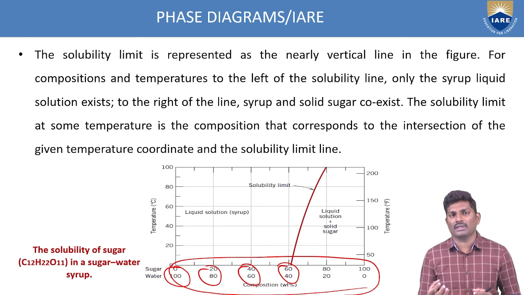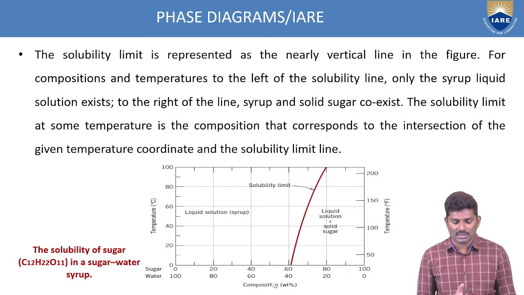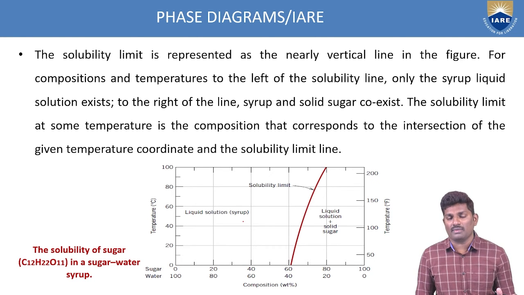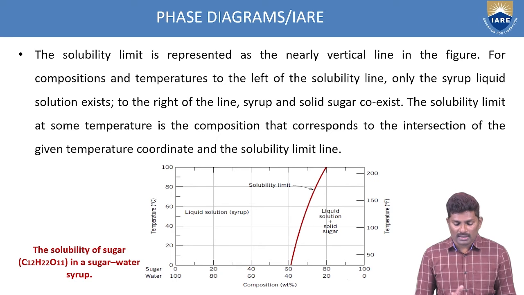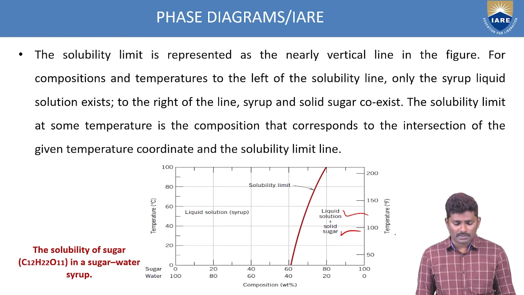Similarly, if in any solution a nickel or copper is being added, at what point you get liquid, at what point you get the combination of liquid and solid, and at what point you get solid, all this information can be obtained with the help of these phase diagrams. So when you are representing this phase diagram, you have to show the liquid syrup towards the left side of the solubility limit curve, and towards the right side you have to show both the liquid solution as well as the solid sugar.